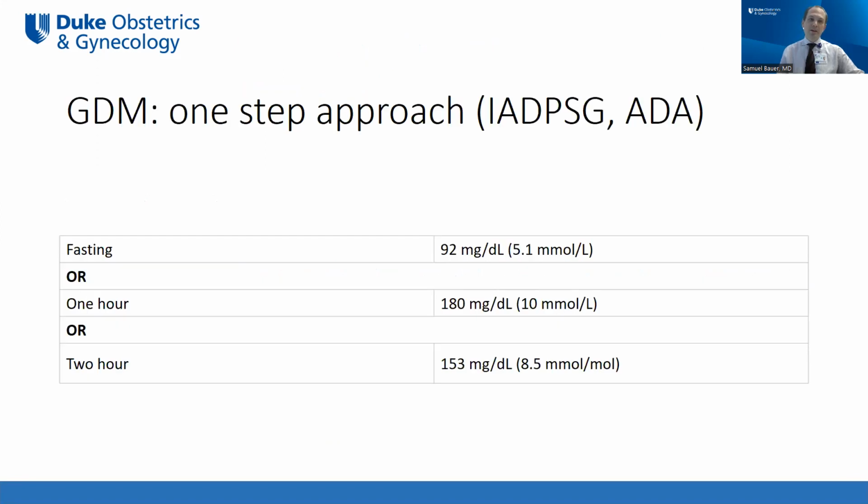This represents the glucose evaluation for patients in the one-step approach that is advocated through the American Diabetes Association, as well as the International Association of Diabetes and Pregnancy Study Groups: 92, 180, and 153. And this is a 75 gram glucose load.